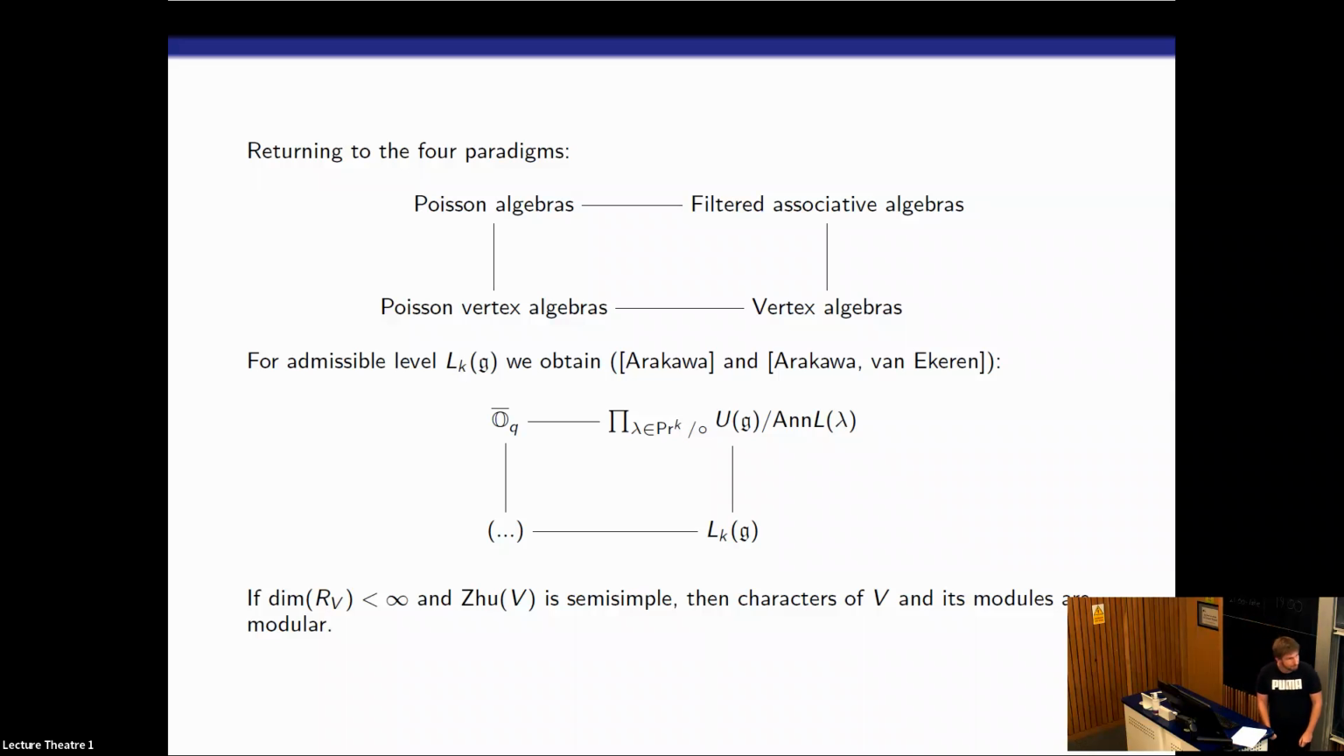simple affine vertex algebra at admissible level is in a sense rational in the category O. So the only highest weight ĝ-modules, the irreducible modules of the simple quotient, are precisely the L of lambda, where lambda are the admissible weights of level k. And then using that and doing some arguments with primitive ideals, you can compute the Zhu algebra.